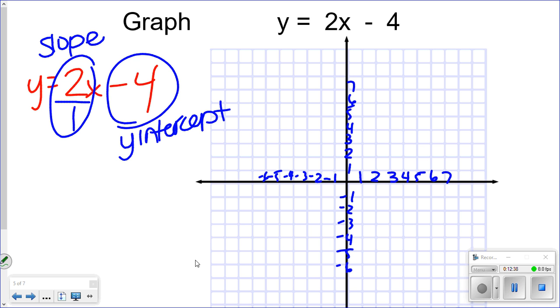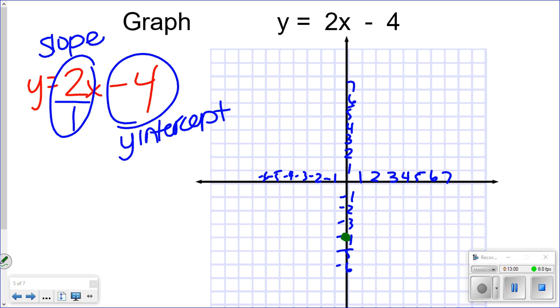What's the first thing I'm going to graph, Kate? -4. I'm going to find where -4 is on my y-axis. Guess what? Here it is. Your y-intercept is always going to be plotted on this line. That's the first thing, because that's where your line is going to cross the y-axis. All right, now what am I going to do?